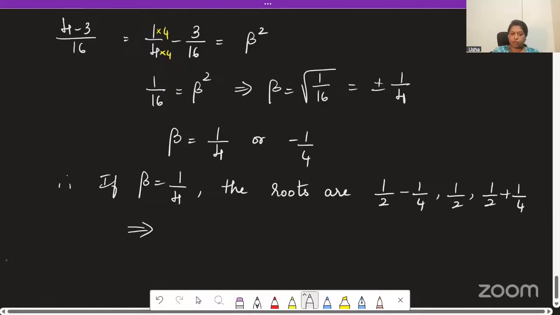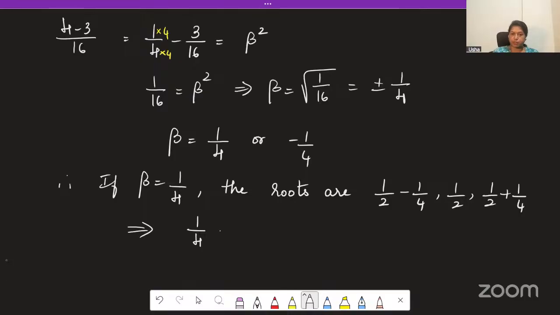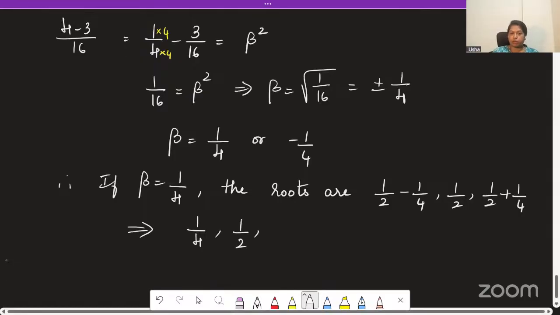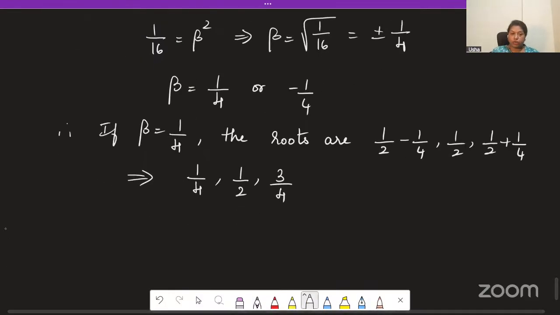If you simplify, you're going to get 1 by 2 minus 1 by 4 is 1 by 4. 1 by 2 is half, 50%. 1 by 4 is 25%. If you subtract, you will get 25%. 1 by 4, 1 by 2, 3 by 4.